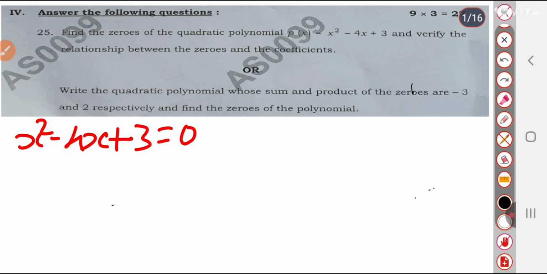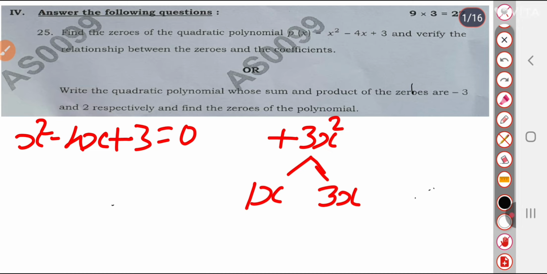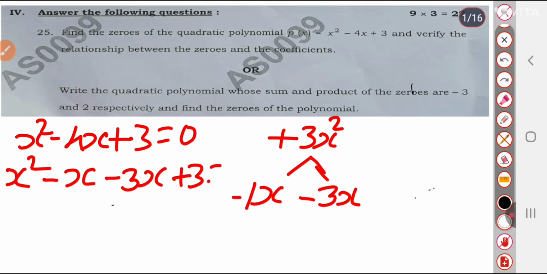Now let us find the zeros by factorization method. That is plus 3x square. If we multiply first term and last term, then what are the factors? 1x and 3x. 1 3 is a 3. If you add these two, minus 1 minus 3, it becomes minus 4. So next step is x square minus 4x will split into 2. That is x square minus x minus 3x plus 3 is equals to 0.